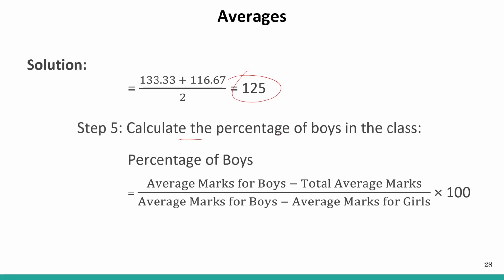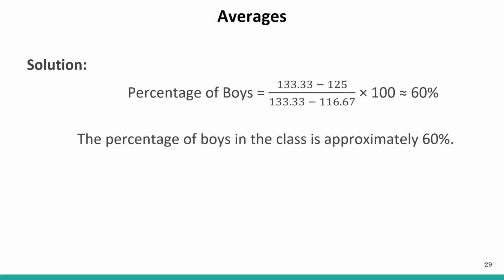So calculating the percentage of boys in the class. Percentage of boys is equal to what? Average marks for boys minus total average marks, divided by average marks of boys minus average marks of girls, into 100. So it will be what? This will be around 60%. Okay, so the percent of boys in the class is approximately 60%.